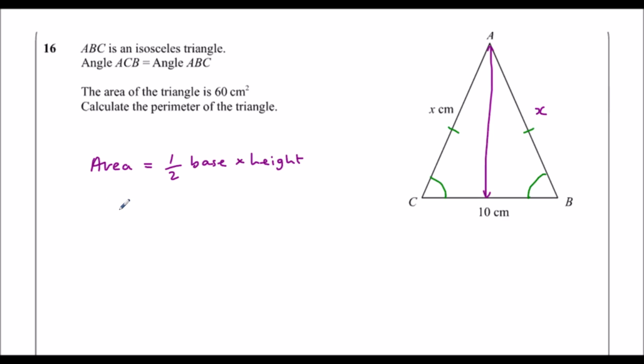So area 60 is equal to half times the base, which is 10, times the height, which we're working out. Half of 10 is 5. So divide both sides by 5. 60 over 5 is 12. So the height is 12 centimeters.